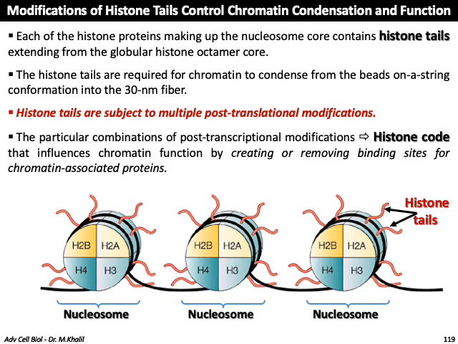The particular combination of the post-translational modifications is called the histone code. The histone code is important to control whether the gene will be exposed for transcription or not, whether the chromatin is condensed or not condensed. The histone code influences chromatin function by creating or removing binding sites for chromatin-associating proteins, especially like RNA polymerase.